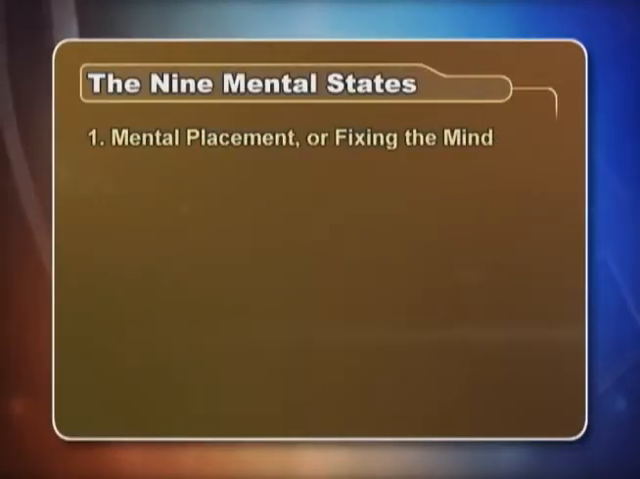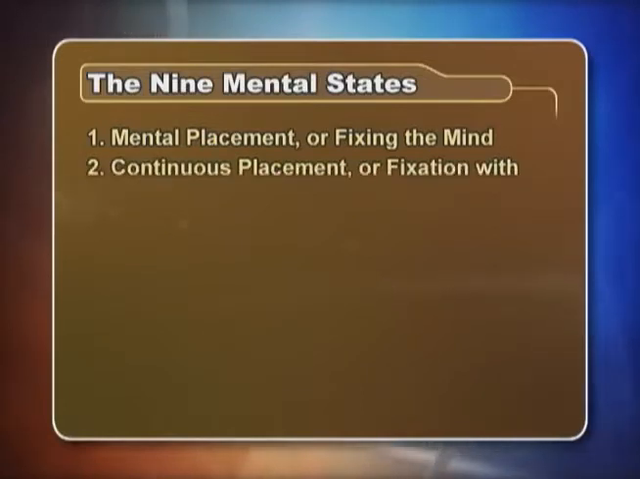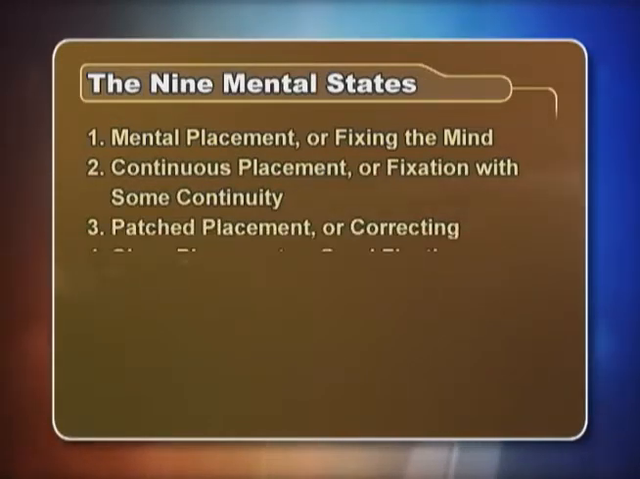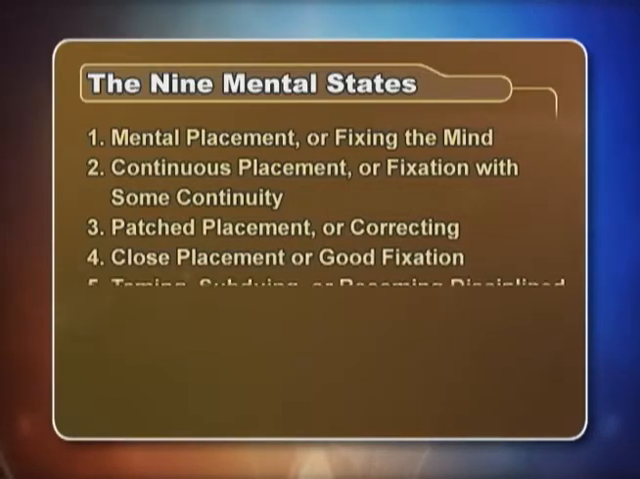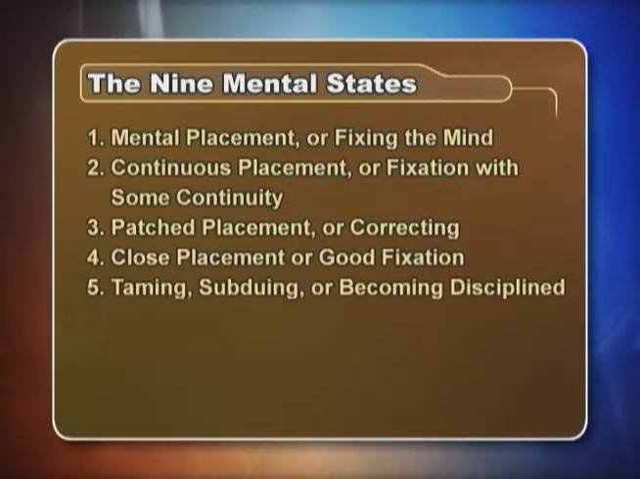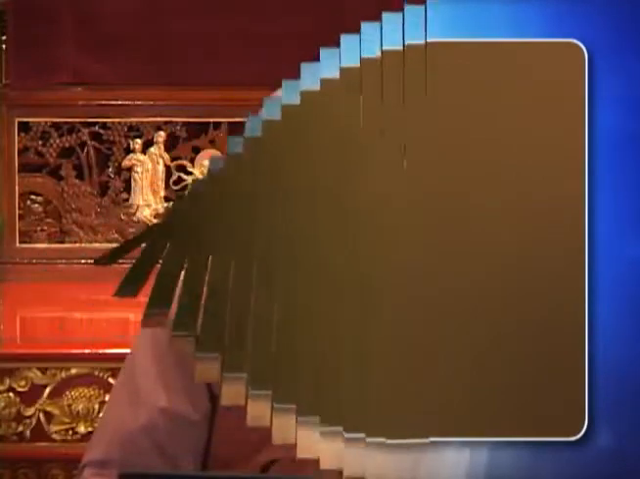And if you come to the taming, the first one is mental placement. Remember, the first one is mental placement. Second is continuous. Third is patch placement. Fourth is closed placement. The fifth is taming placements. When you come to taming placements, you are able to control your forefront five sense organs already. You must be at that point that you can control this consciousness already.